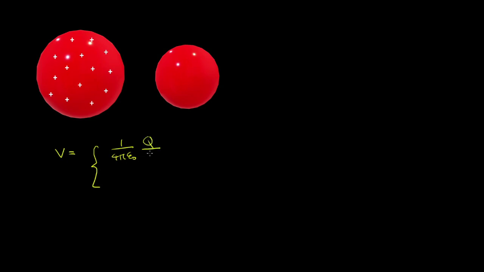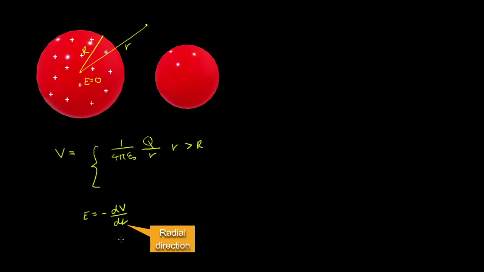the charge over r, where r is the radial distance from some point outside the conductor to the center of that spherical conductor. So in other words, r is greater than R, where R is the radius of that conductor. Now recall that the electric field inside a conductor is 0. So recall that the electric field is minus the rate of change of the electric potential with respect to the radial distance, and therefore when the electric field is 0 inside the conductor, then the electric potential is constant.